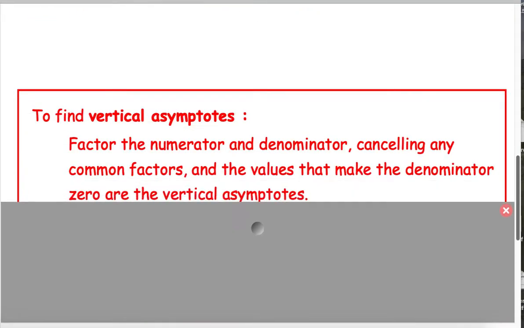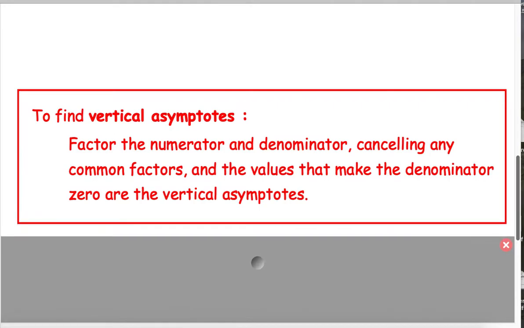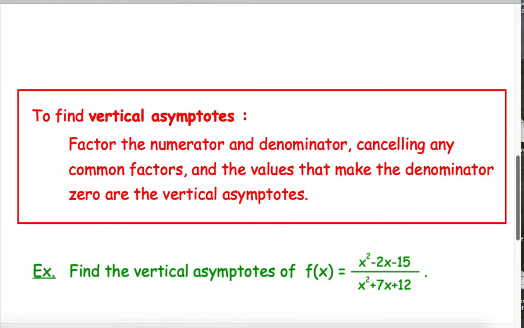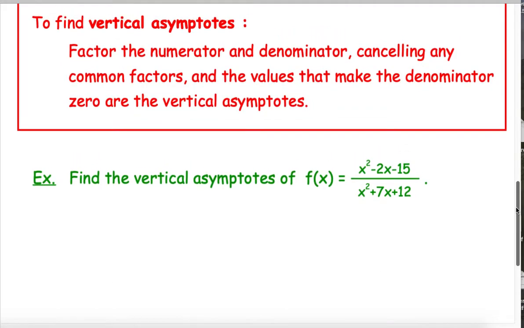So let's start with vertical asymptotes. To find a vertical asymptote, you factor the numerator and denominator, if possible, and you cancel any common factors, and then look at the denominator, and any values that make the denominator 0 are going to be where your vertical asymptotes are. So let's look at an example.